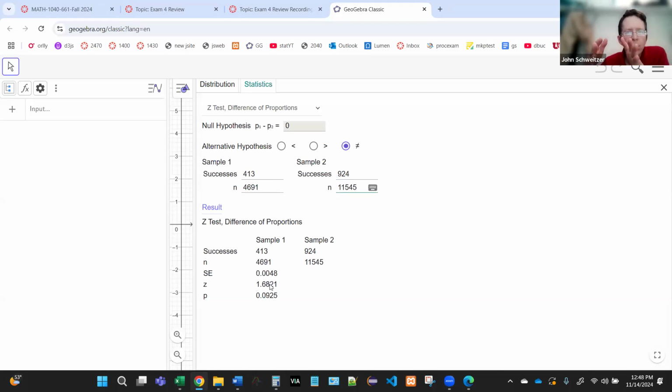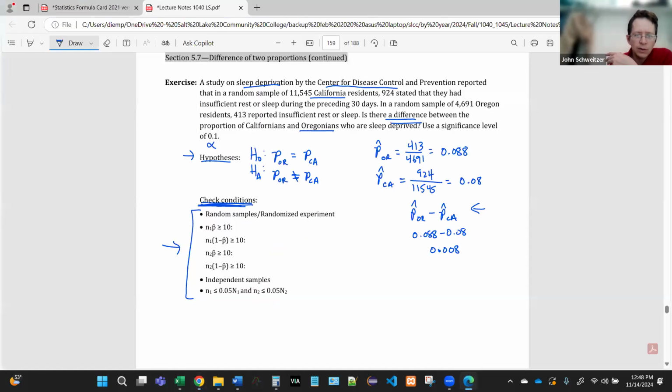So it's within 2 standard errors of the null value, so it's not really super unusual. The p-value reflects that, right? It's about a 9% chance. And so do we reject or not? Well, it depends on alpha. Okay, so let's write those values down. We have a z-test statistic here of, I'm sorry, 1.68, and then the p-value of 0.0925.